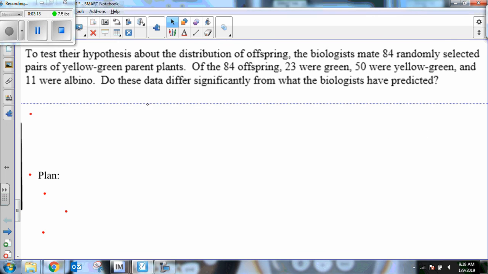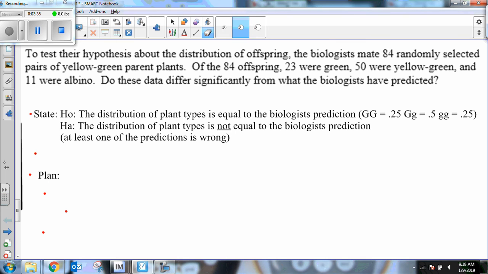So again, I'm going to look at this last sentence. Do these data differ significantly from what the biologists have predicted? That's kind of what I'm hoping to show. So if I'm hoping to show that they're different, we have to assume that they're the same. We have to assume that it is indeed what the biologists have claimed. So the null hypothesis says the distribution of plant types is equal to the biologist's prediction. That is, capital GG is 0.25, one capital G one lowercase g is 0.5, and gg is 0.25.